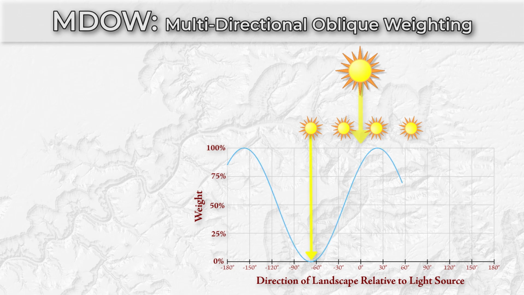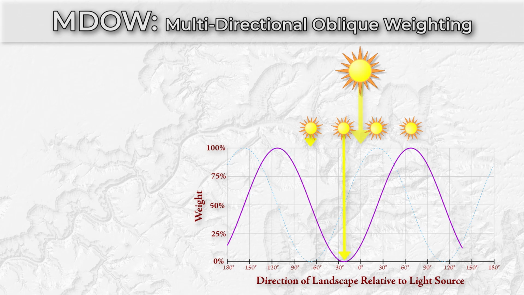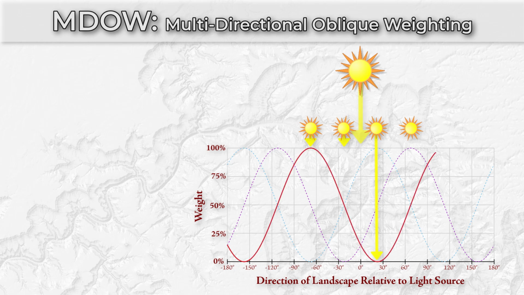The weighting scheme for the first light source is distributed like this. Then we add a second light source centered at 22.5 degrees counterclockwise from the primary illumination direction. This is 45 degrees from the first light source, and these weights are distributed like this. Then we add a third light source at 22.5 degrees clockwise from the primary source, and finally the fourth light source at 67.5 degrees clockwise.